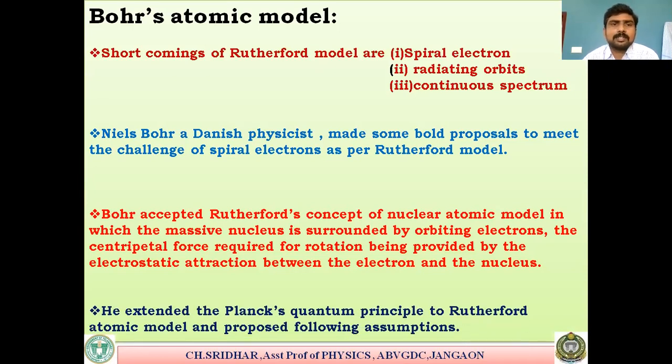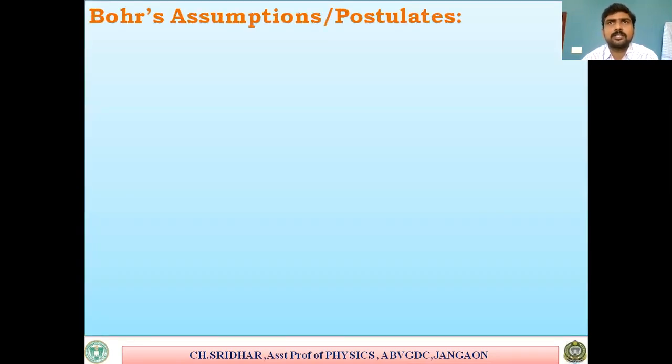And later, Bohr extended Planck's quantum principle to the Rutherford atomic model and proposed the following assumptions. So Bohr carried forward Rutherford's concept of the nuclear atomic model, in which the massive nucleus is surrounded by orbiting electrons, and he also extended Planck's quantum principle to the Rutherford atomic model. So these are Bohr's assumptions, or Bohr's postulates, we may call them.